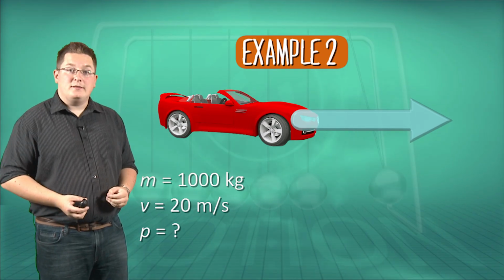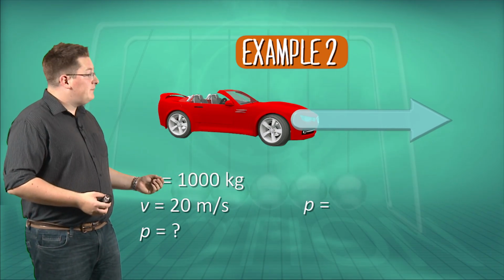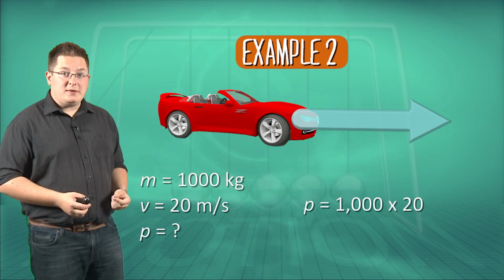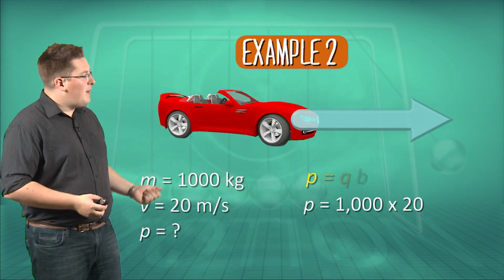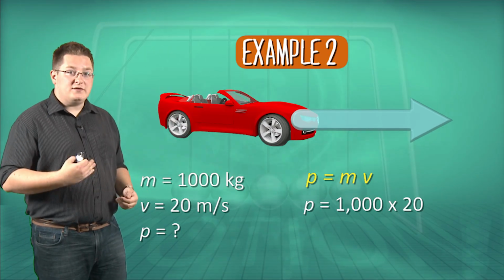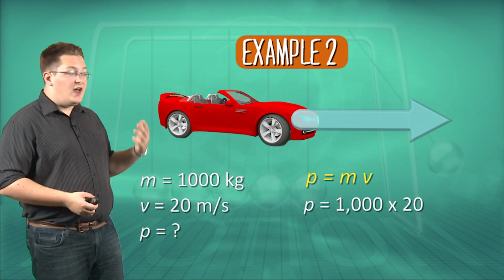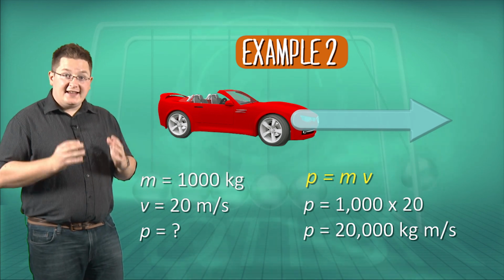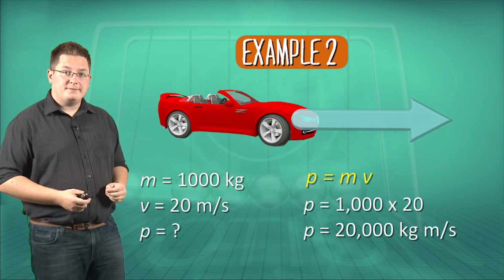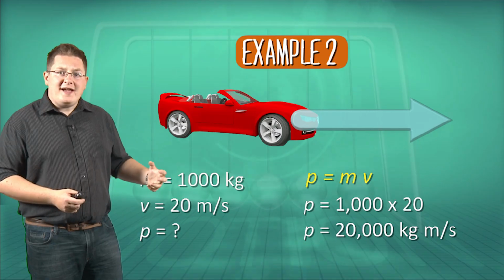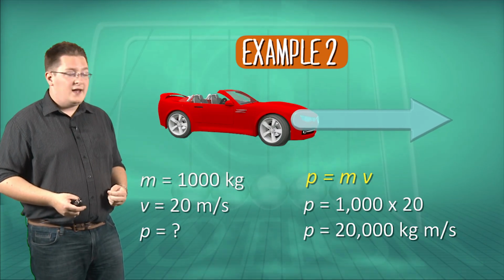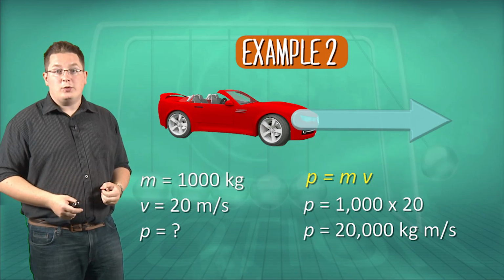Let's check your answer. Mass is 1,000 kilograms. Velocity is 20 meters per second. Momentum is mass times velocity. So we've got 1,000 times 20 is 20,000 kilogram meters per second. We've doubled the mass between these two vehicles, and the momentum has doubled. The same thing would happen if we doubled the velocity.